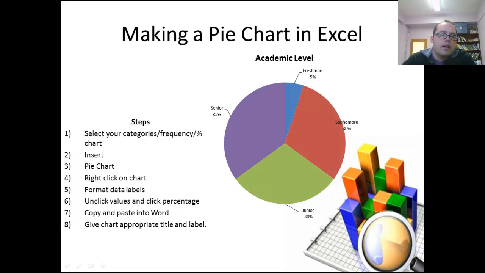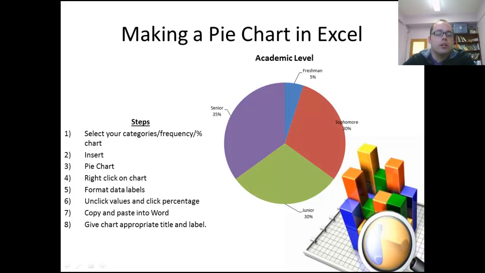So let's go over how to make a pie chart in Excel. It's actually incredibly simple once you get the hang of it. I'll demonstrate the steps in just a second on Excel. But the first thing you're going to do is select your categories, frequencies, the information that you're going to use for your pie chart.